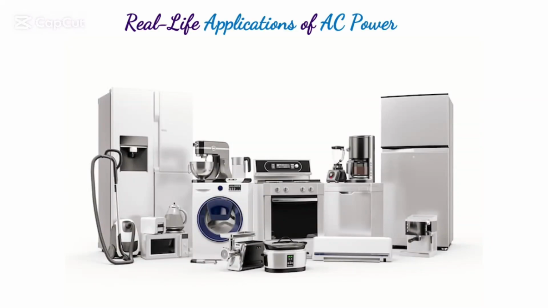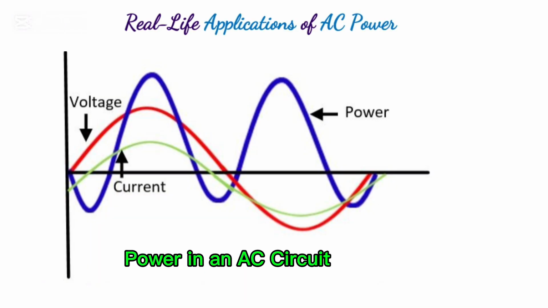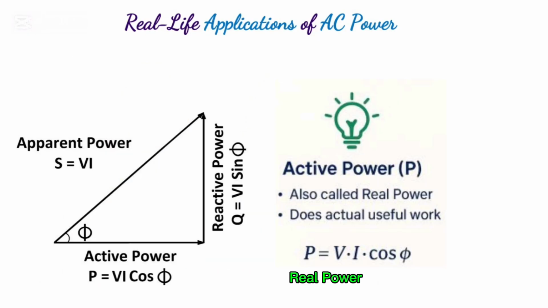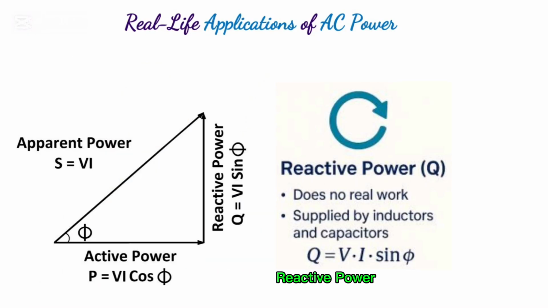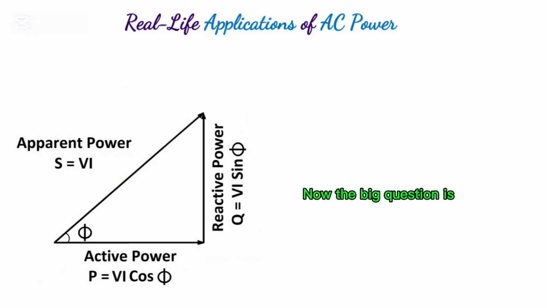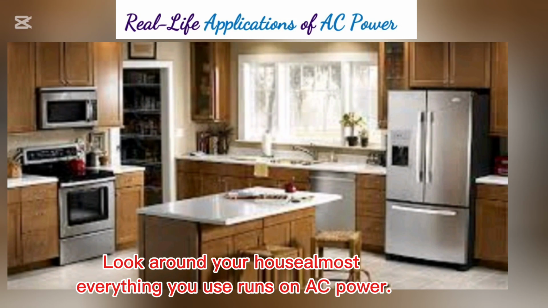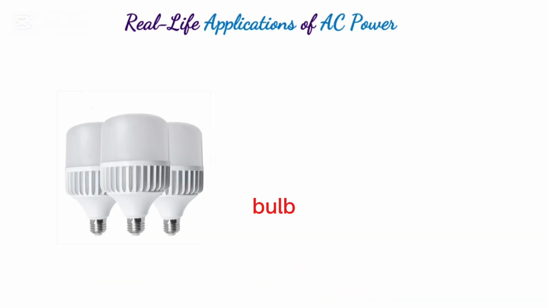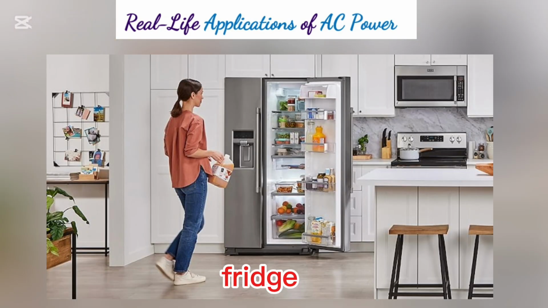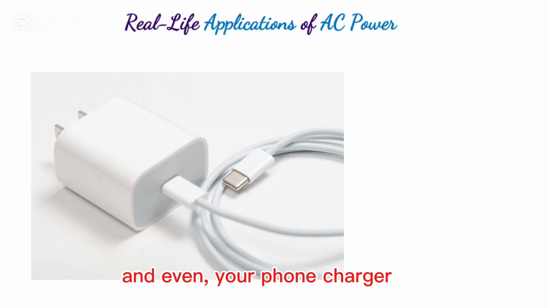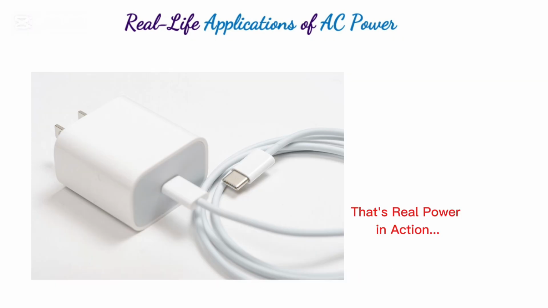Welcome back, students. In the last lesson, we learned about power in an AC circuit: real power, reactive power, and apparent power. Now, the big question is, where do we actually see all of this in real life? In our homes. Look around your house. Almost everything you use runs on AC power. Your bulb, your fan, your fridge, and even your phone charger. That's real power in action.